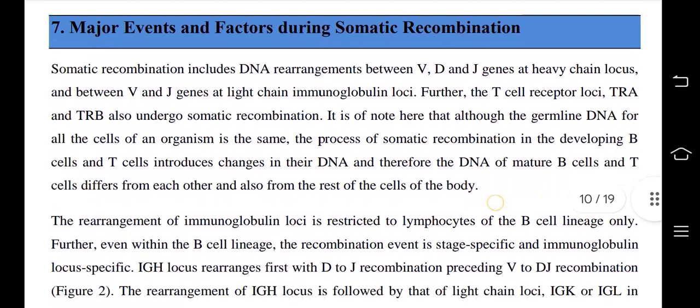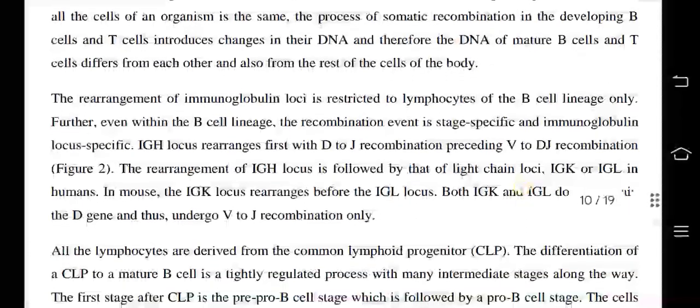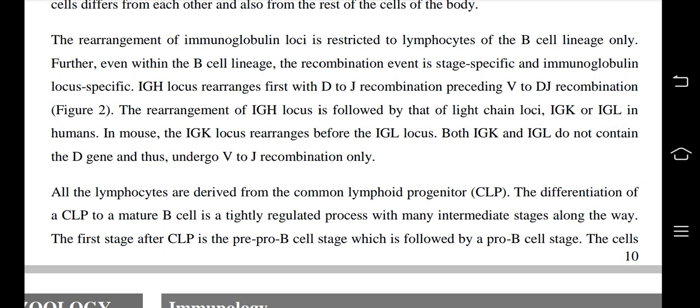The rearrangement of immunoglobulin loci is restricted to lymphocytes of the B cell lineage only. Further, even within the B cell lineage, the recombination event is stage specific and immunoglobulin locus specific. The IgH locus rearranges first with D to J recombination preceding V to DJ recombination. The rearrangement of the IgH locus is followed by that of light chain loci, IgK or IgL in humans. In mouse, the IgK locus rearranges before the IgL locus. Both IgK and IgL do not contain the D gene and thus undergo V to J recombination only.